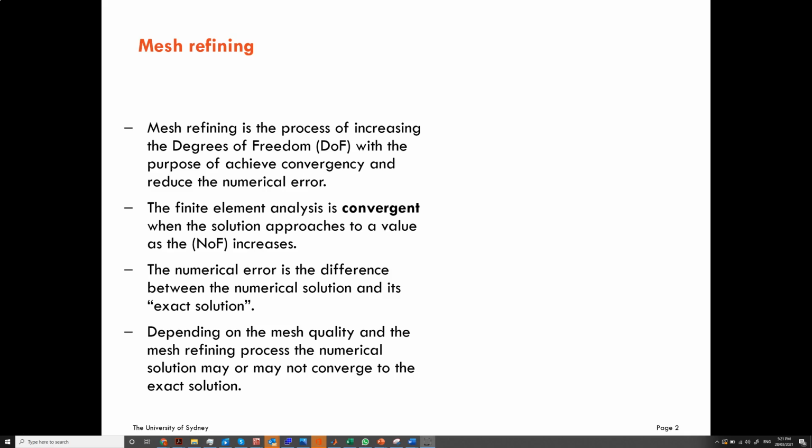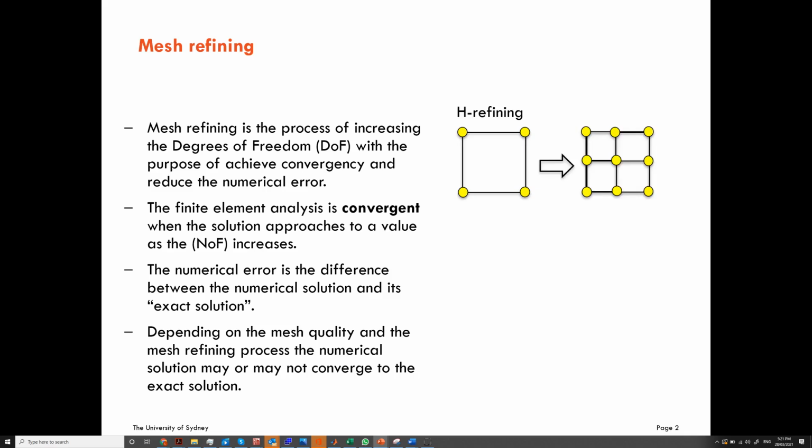There are two ways to refine your mesh. The first one is the H-refining. That is nothing more than subdividing the elements. Each element is subdivided into smaller elements. The P-refining consists of increasing the degrees of freedom of each element. For example, this element has 4 nodes and it can be increased to 8 nodes to get a high order element.